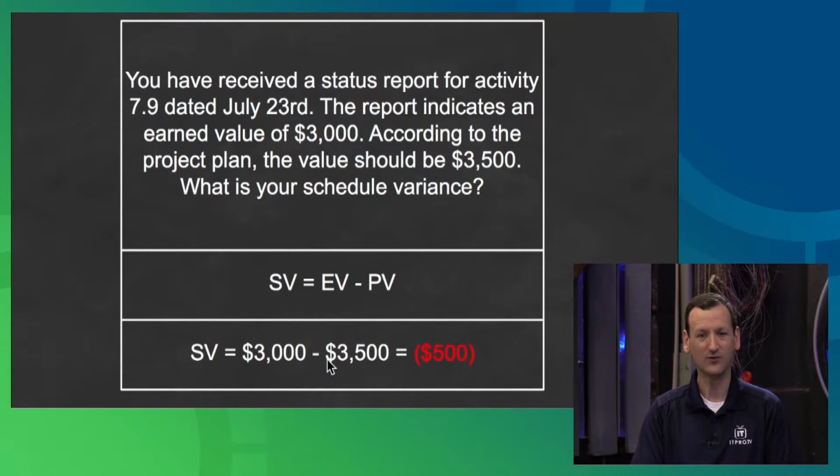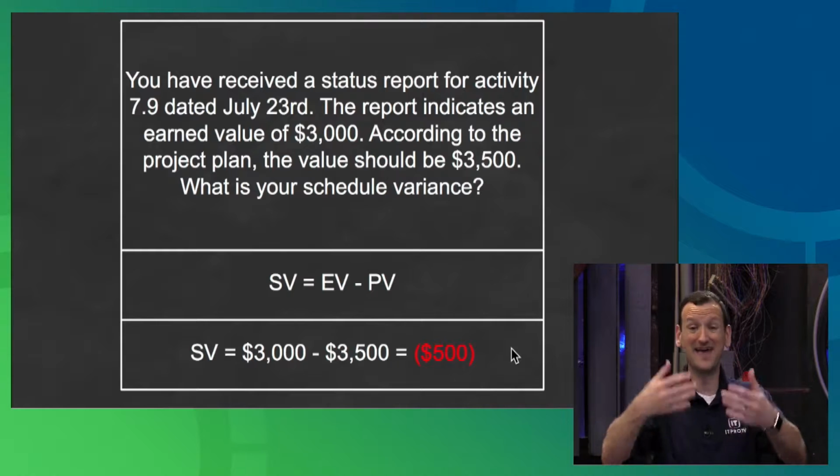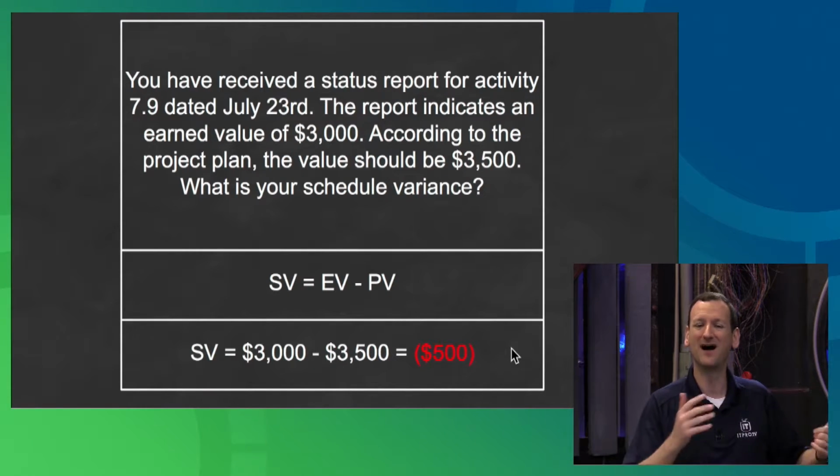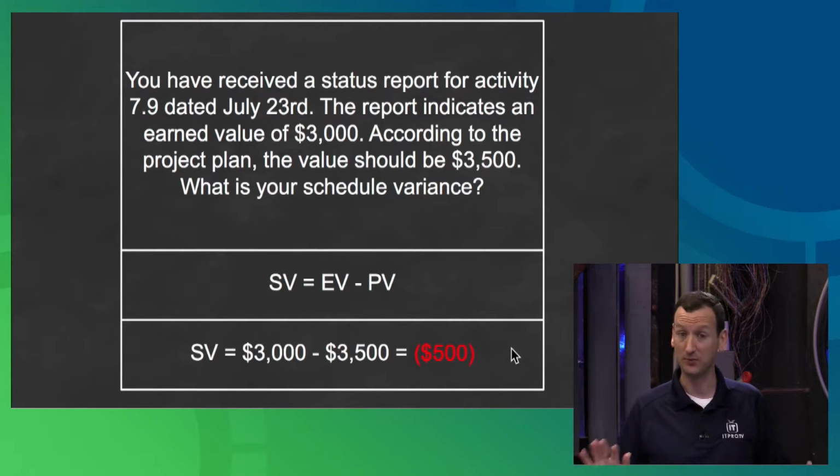If I had gotten these backwards, if I had said plan value minus earned value, I would have ended up with a positive $500, right? A positive $500 means I'm ahead. I've done more work than I thought I would at this point. A negative number means I'm behind. I've done less work. They're both a problem, right?